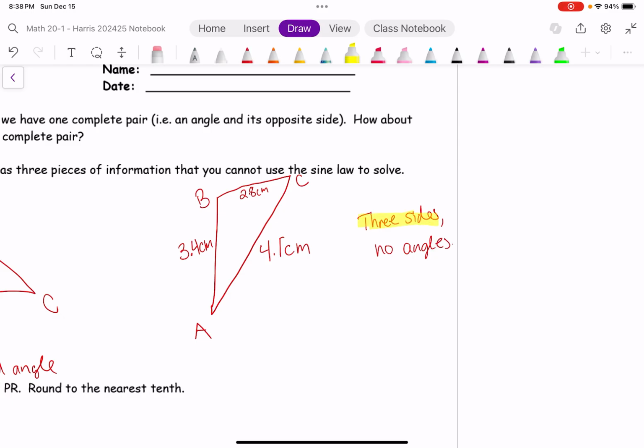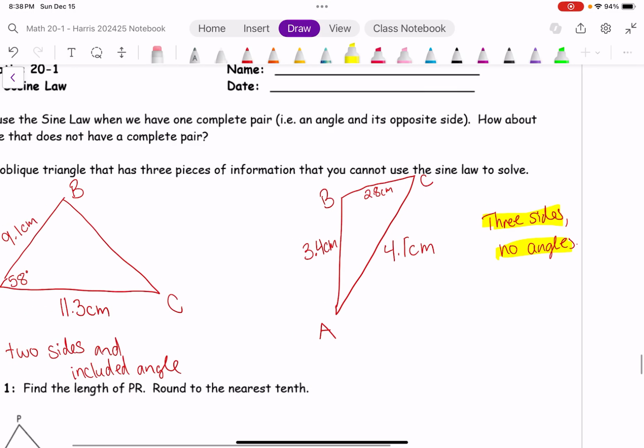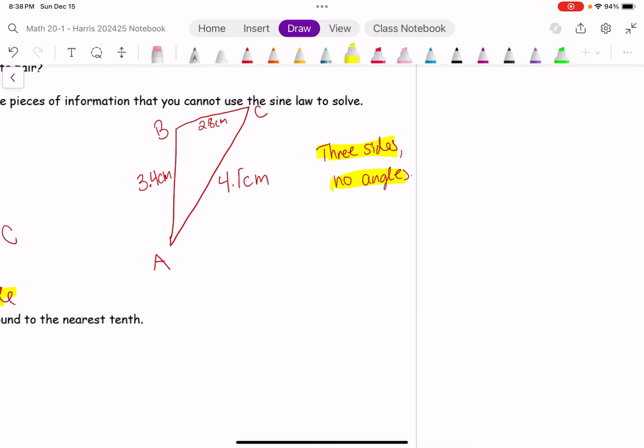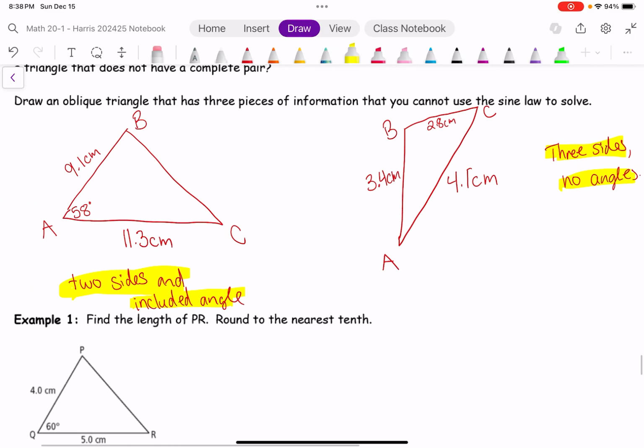Okay, so these are the two different times that I'm going to try and use sine or cosine law. You're either going to have two sides and an included angle, but they're not going to be pairs, or you're going to have three sides and no angles. Okay, so what is the cosine law then?